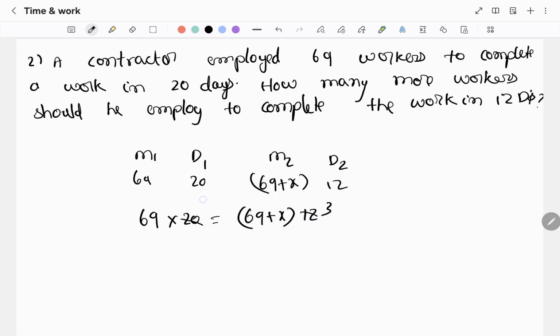4 threes, 4 fives, 3 ones, 23. So 5 into 23 is 115. Transpose 69 to the left-hand side, it becomes x is equal to 115 minus 69. X is equal to 115 minus 69, which is 46.